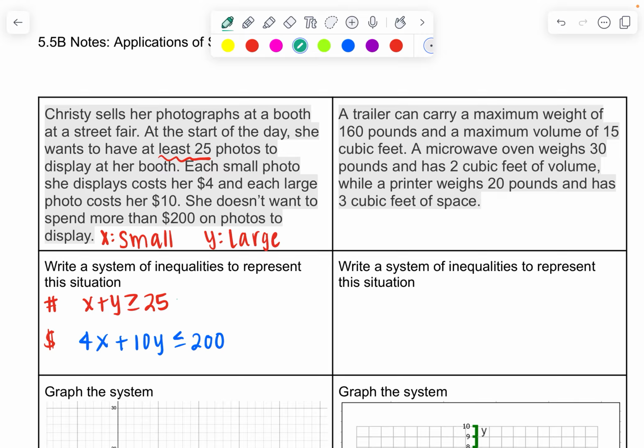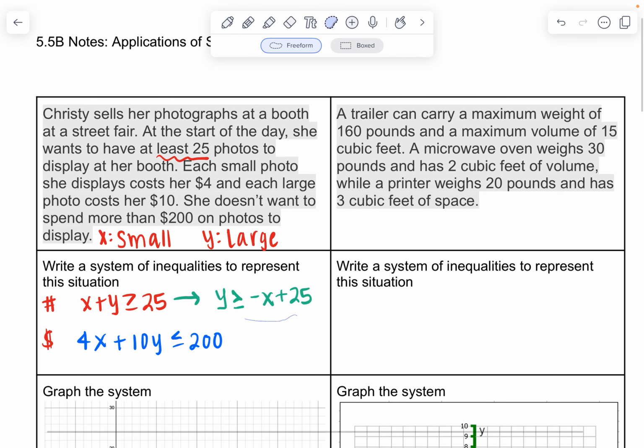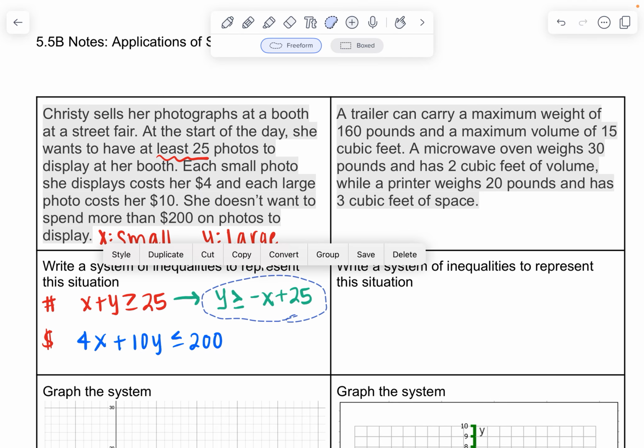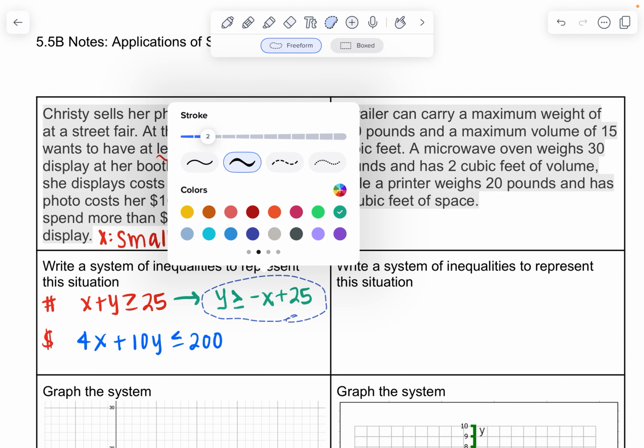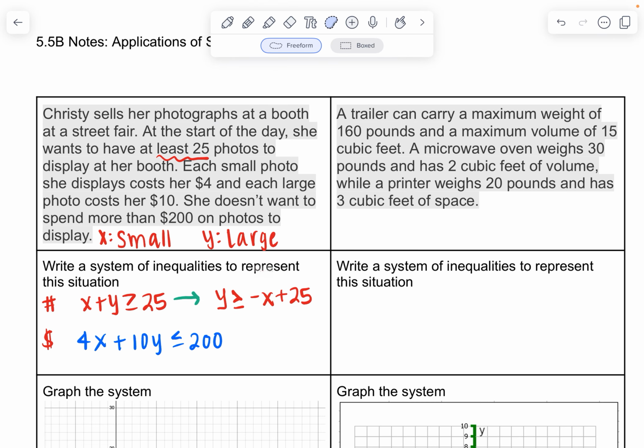If I got Y by itself on each of these, this would be Y greater than or equal to negative X plus 25. Keep this red here. And then on my second inequality, if I got Y by itself, Y less than or equal to negative 4/10 X plus 20.